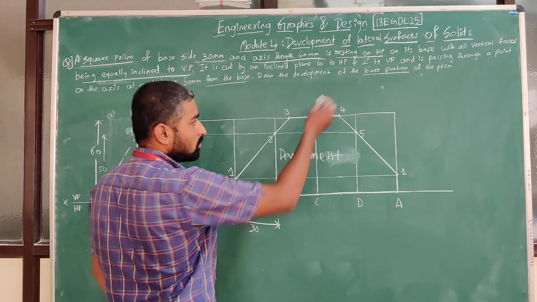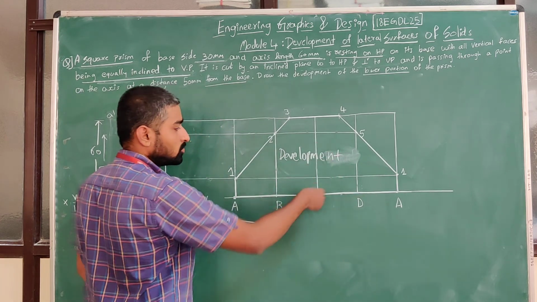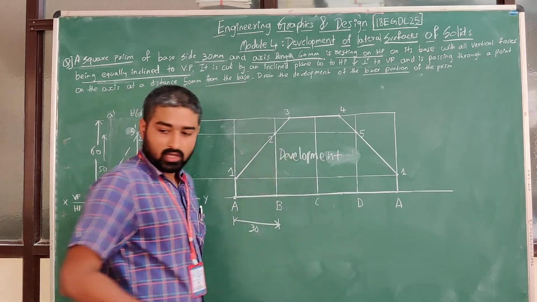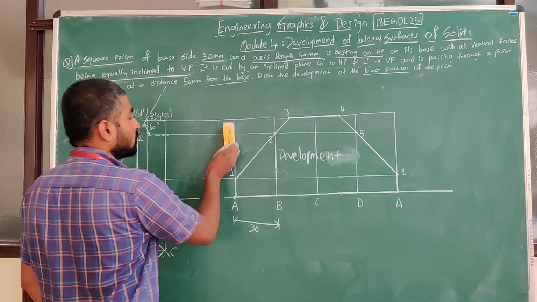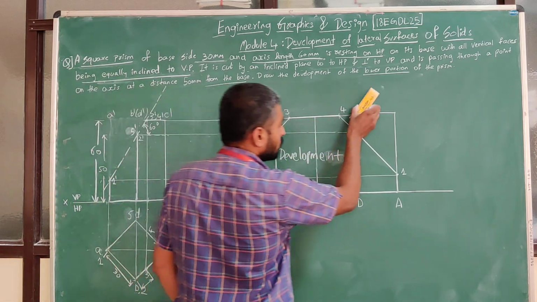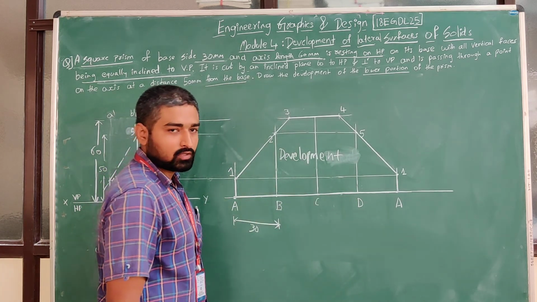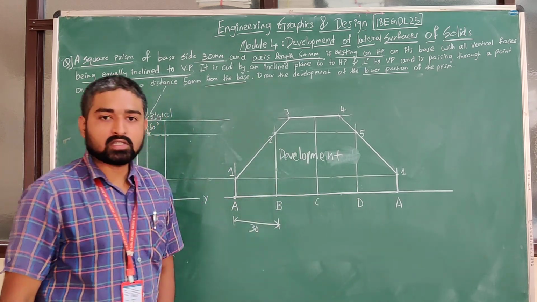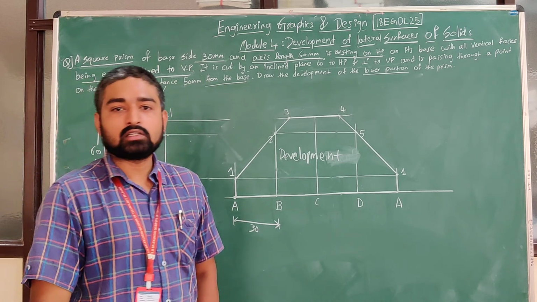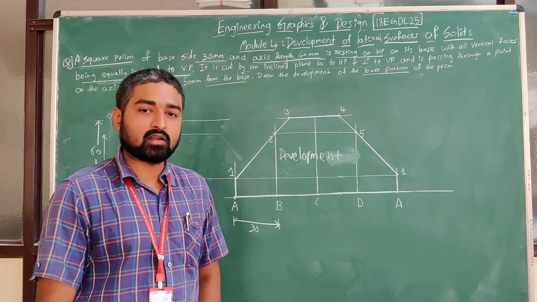Since they told only the lower portion, only the lower portion I am going to take here and make it dark enough. After completing this one, you can erase the remaining top portion and make this one dark. Okay, so this was a problem on square prism. In the next class we are going to see the development of the rectangular prism. Thank you.